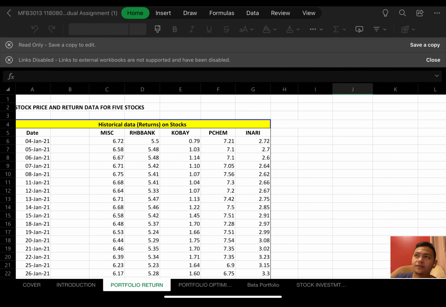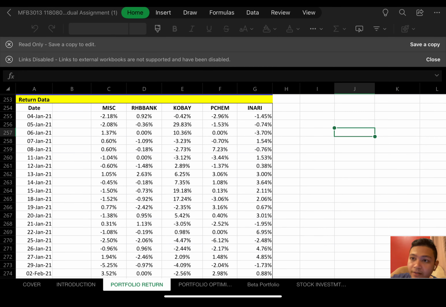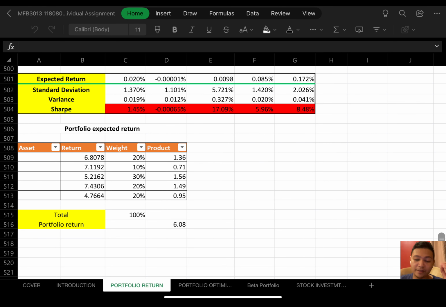This is one of the minority parts of the historical data of the price and also the return. As we can see over here, these are the expected return, standard deviation, variance, and Sharpe that were calculated for each individual stock. Below that is the portfolio expected return, which is the total calculation of the whole expected return. So we got 6.08 as the total portfolio expected return.